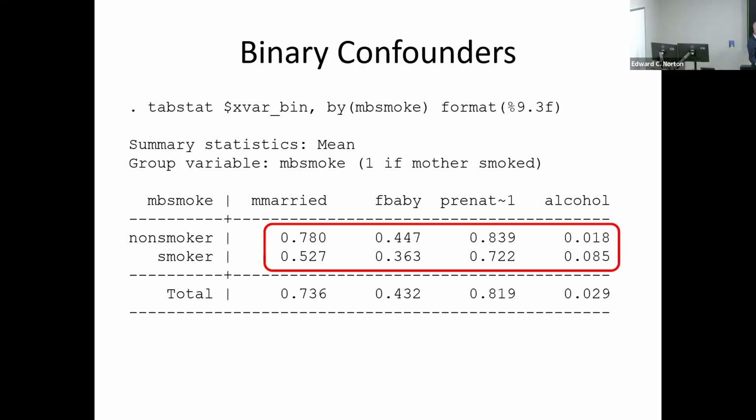Smokers are much less likely to be married, less likely to have a first baby, at least in this data set. 10 percentage points less likely to get prenatal care early on, and much more likely to drink alcohol. Okay, so those are differences. We think those may matter.